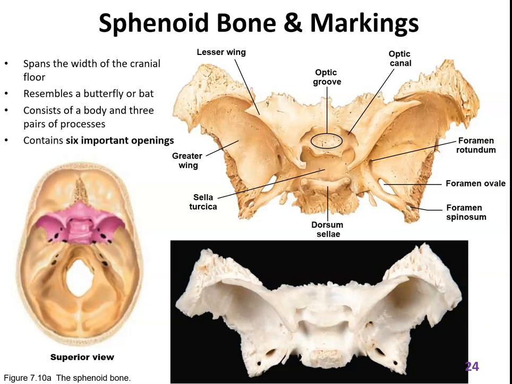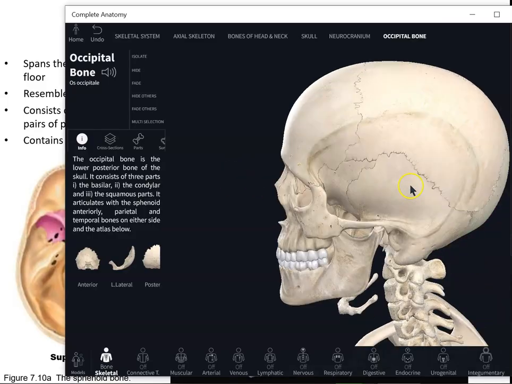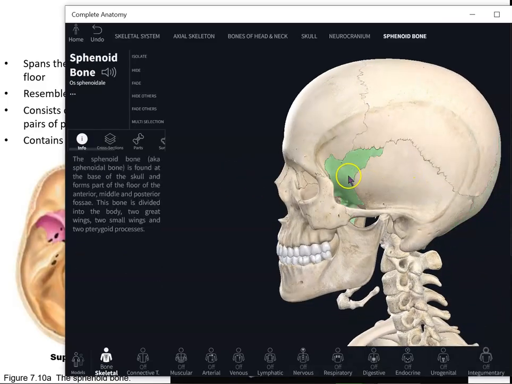Probably my favorite bone of the skull, I'm not convinced, this is one of my two favorites, is the sphenoid bone. It looks like a crazy bat. It is the most central bone of the skull. It connects to a lot of other bones. It is in a really important position, and so it has a lot of foramina moving through it. What I want you to get here are the major parts of the sphenoid bone, and it's going to be way easier if I just get rid of all the other bones.